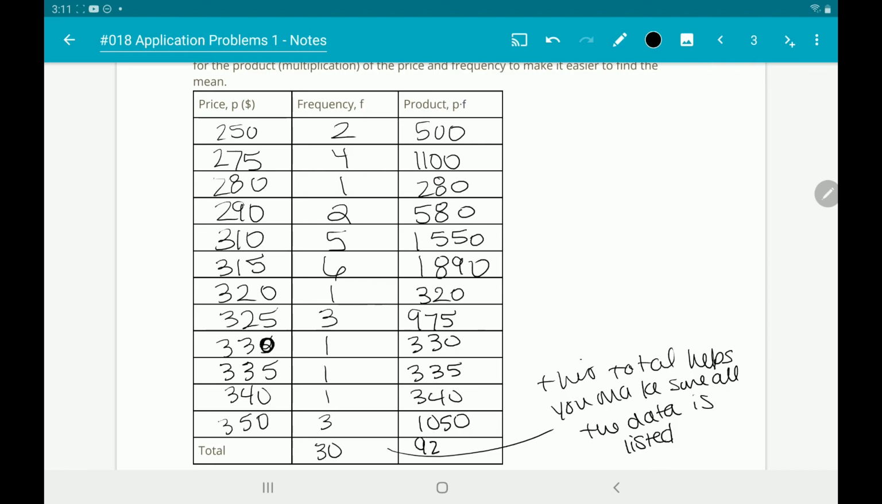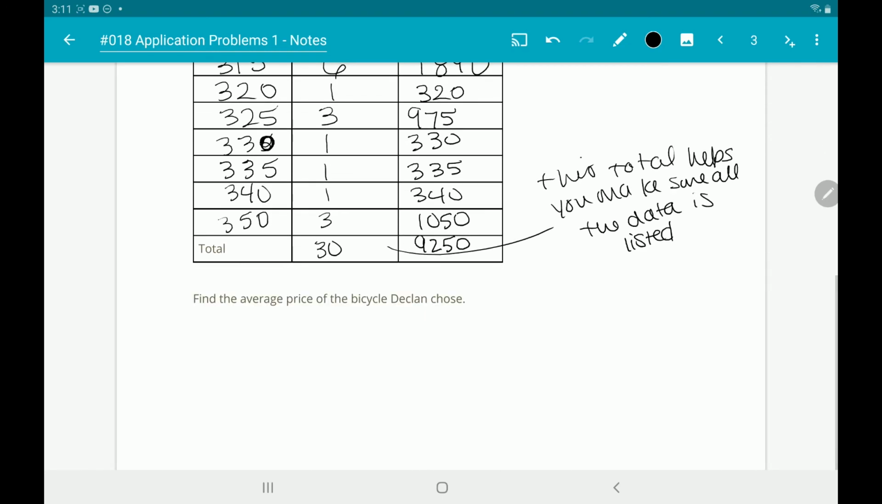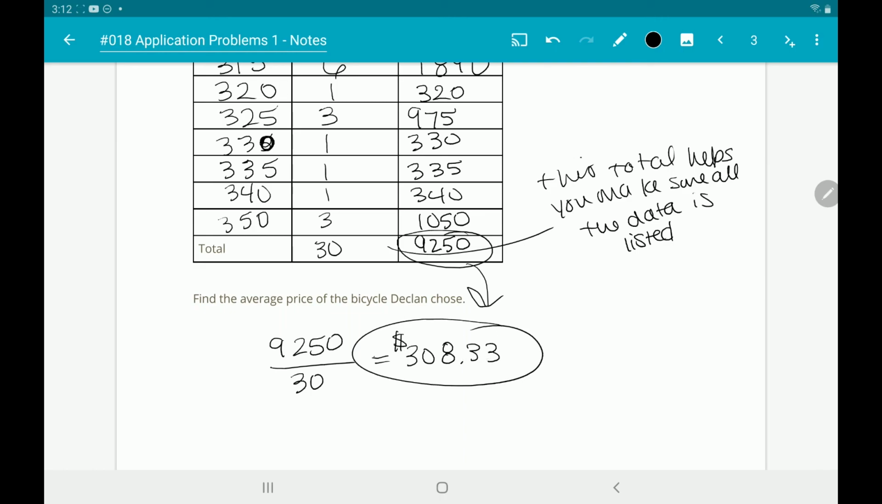If we added all these together, we get 9250, because each one of these is just the price for each bike. This is going to be the price for all of the bikes added together, and so that's going to be our sum. Then we're just going to divide by the number of bikes we have. So the number of prices we have is 30. That's going to give us about $308.33, and that's going to be the average price for the bike that Declan chose for the prices that he found. And again, we rounded this because it is dealing with money.